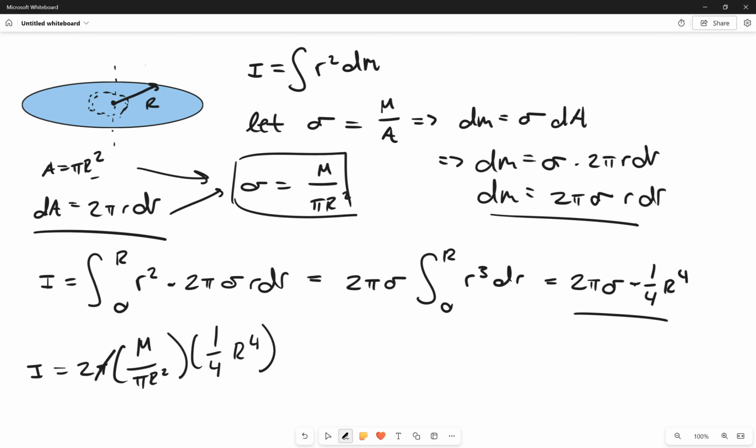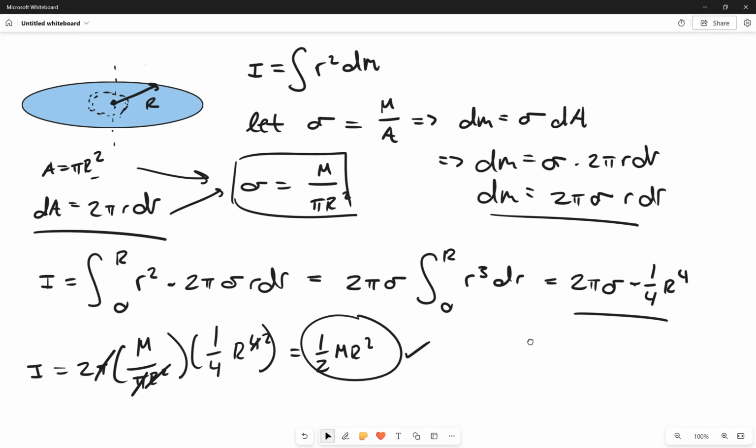So this is really convenient because the pi's go away. This goes away, this becomes squared. And we see that the whole thing simplifies to 1/2 mR squared, which is the moment of inertia for a disk rotating about an axis through its center of mass. And this is the center of mass because if it's a uniform object, it's symmetrical, it's going to be right in the middle there. So there's that. So now we have two.